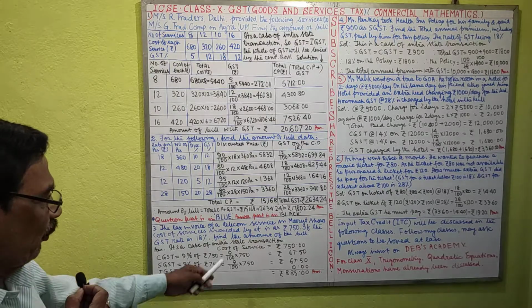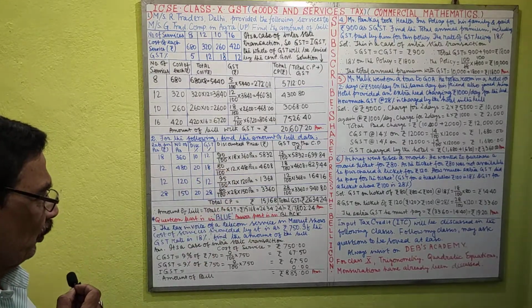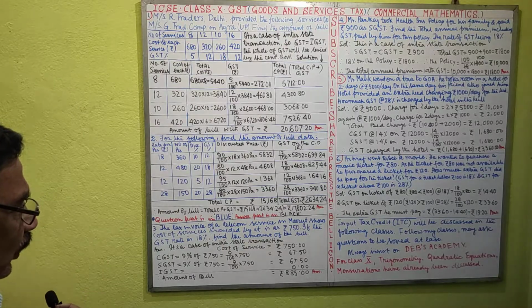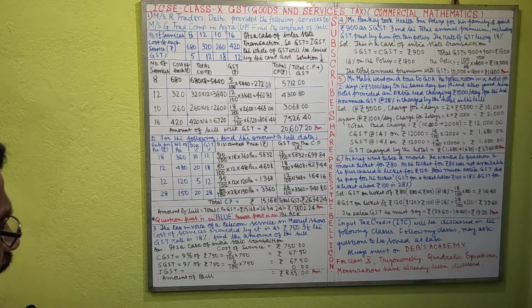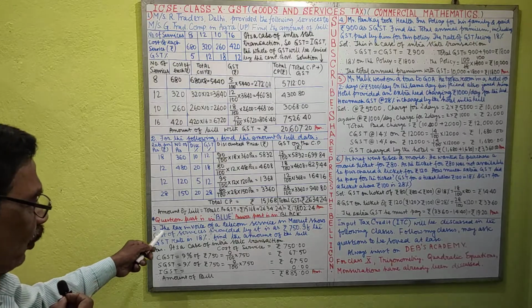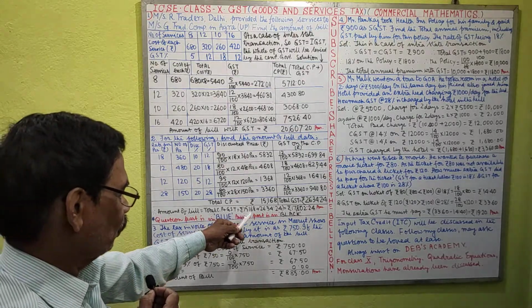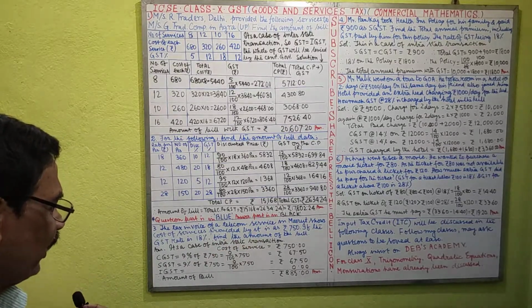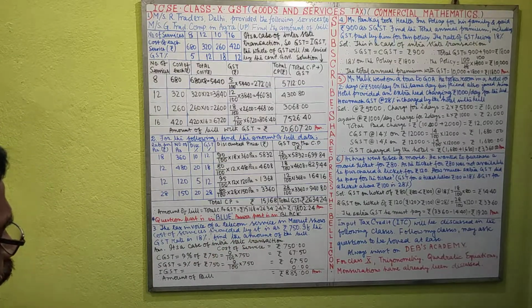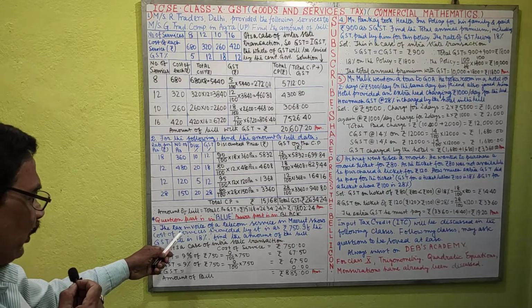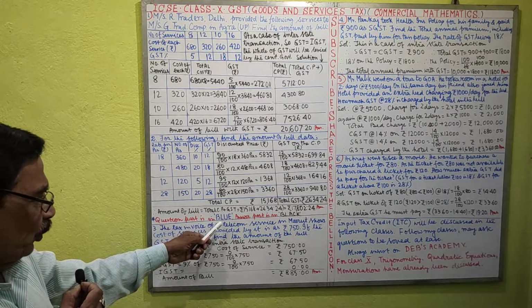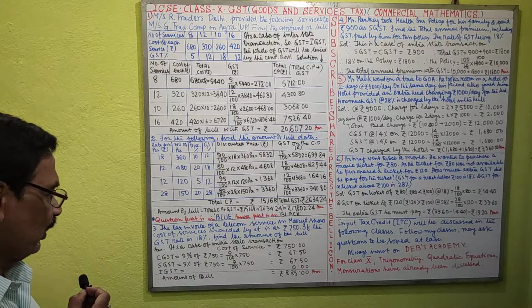Therefore total CP will be like this: 15,168, and total GST equals 2,634.24. Therefore total amount of bill will be the sum of these two, which is rupees 17,802.24. It is given that the question part is in blue and the answer part is in black ink.